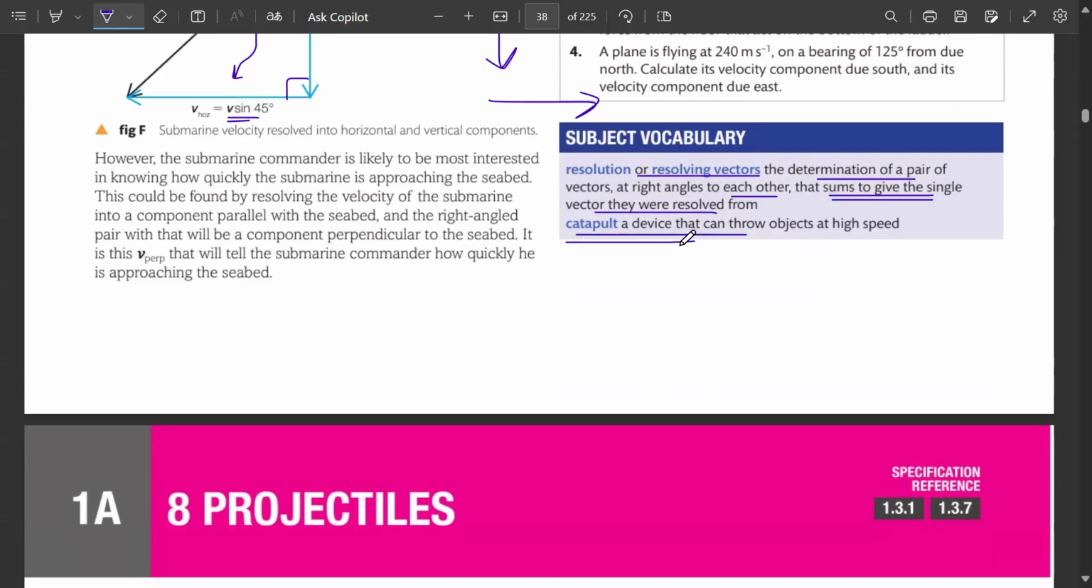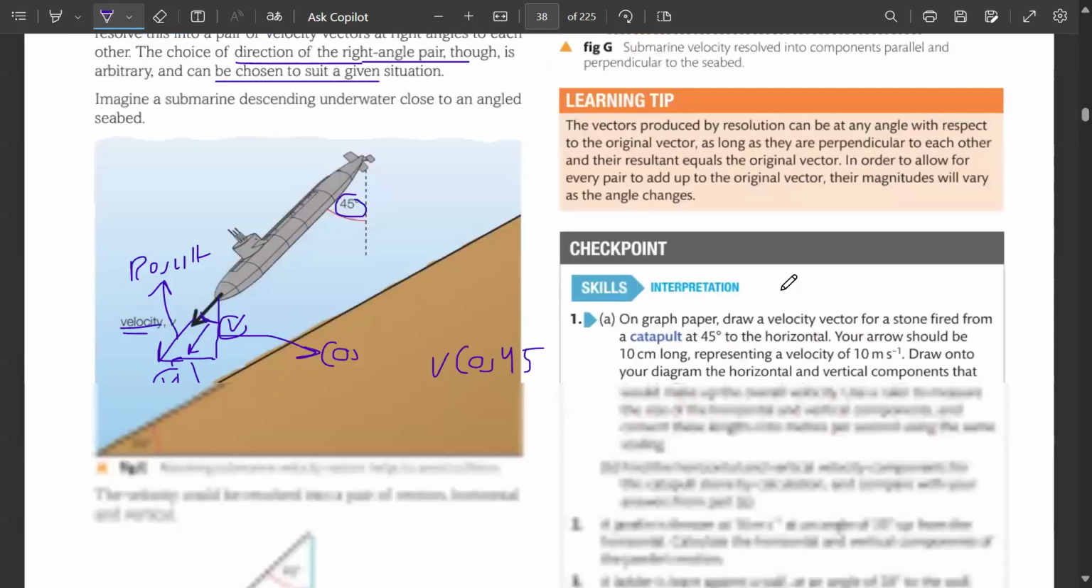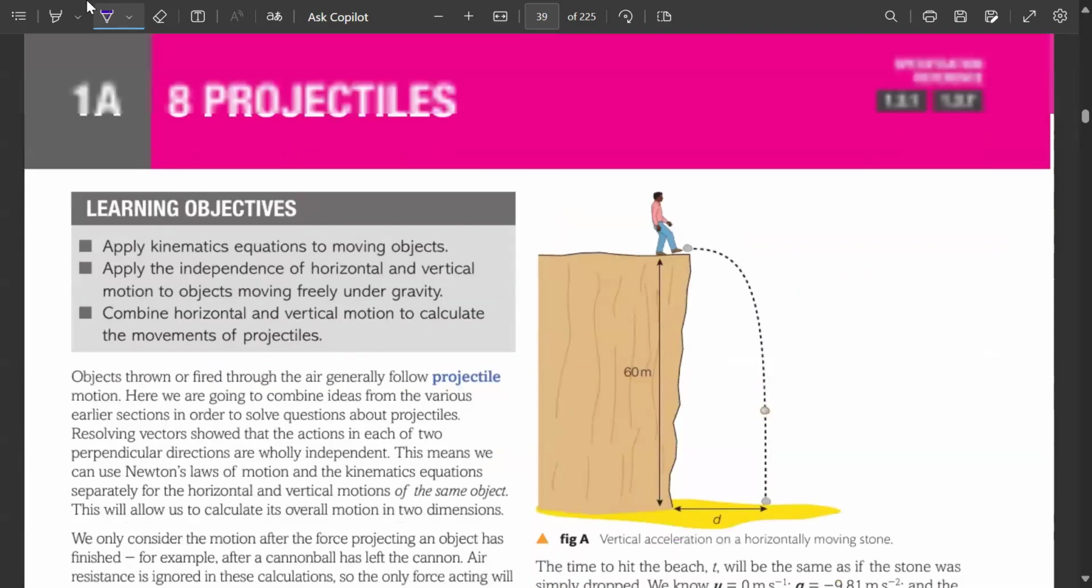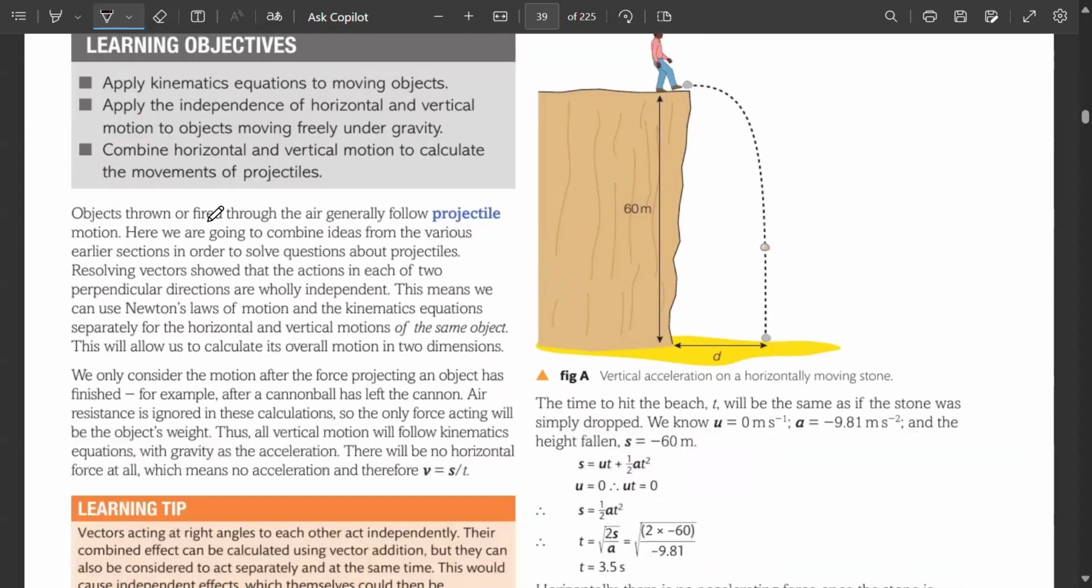Catapult क्या होता है? It's a device that can throw objects at a high speed. और इस catapult को भी अभी हम study करेंगे in your next topic as well, which is the projectiles. Okay. Now, what are projectiles? Projectiles, you can see, is a trajectory motion. Projectiles क्या होता है? It is a trajectory motion. Objects thrown or fired through the air generally follow the projectile motion.